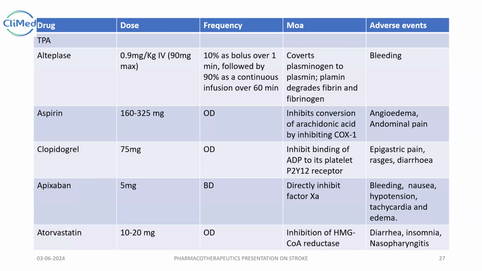It works by inhibiting the conversion of arachidonic acid to thromboxane A2, which will prevent platelet aggregation, right? The dose is 160 to 325 mg OD, which we can give.